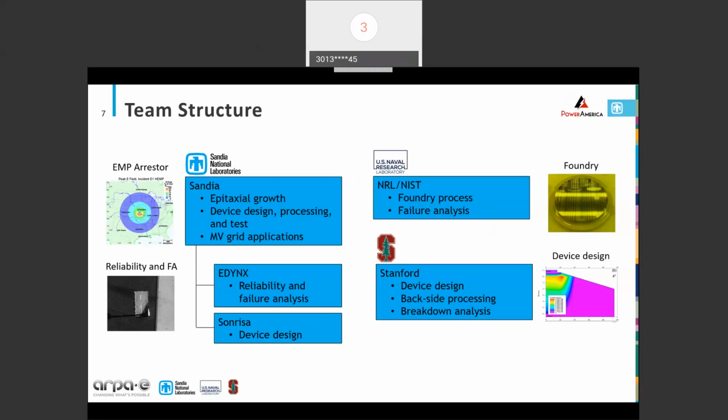Over here, back on the left, these are subcontracts to Sandia, is why I have them over here. But the Dynix, this is Oscar. He's really more on the foundry side, looking at the reliability in the FA, and then Jim at Sunrisa again, helping with some of the device design.